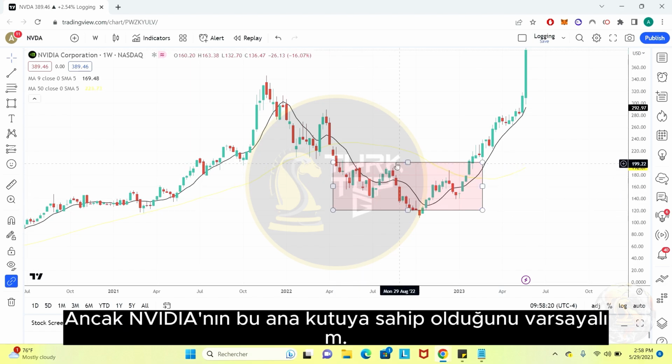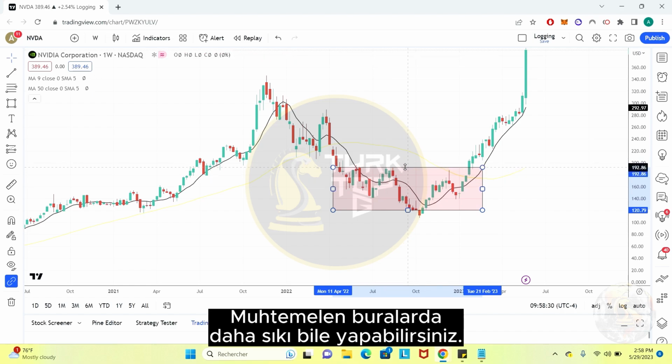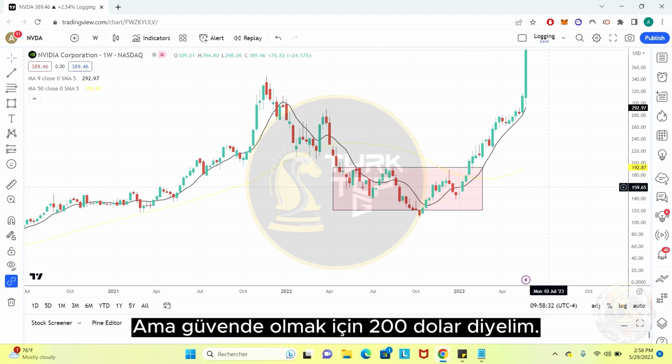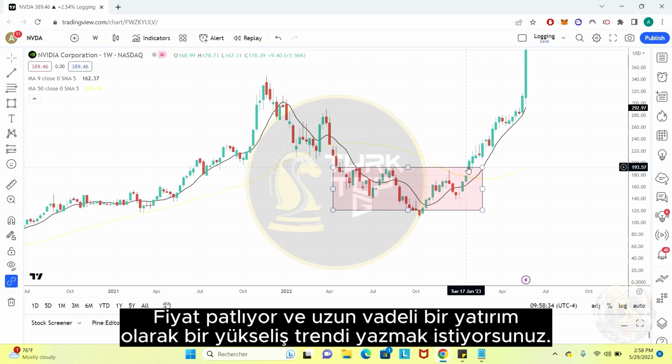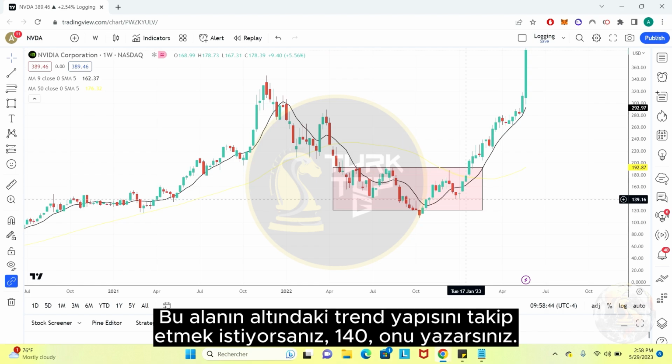But let's say Nvidia had this base box, consolidated for almost a year, maybe 10 months. You can even make it tighter, probably around here. But let's say $200 to be safe. Price breaks out and you want to ride an uptrend as a long-term investor. I know it's too wide of a stop, but you will have to have your first stop, if you want to follow the trend structure, below this 140 area.